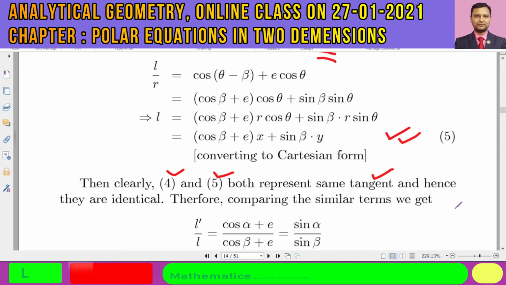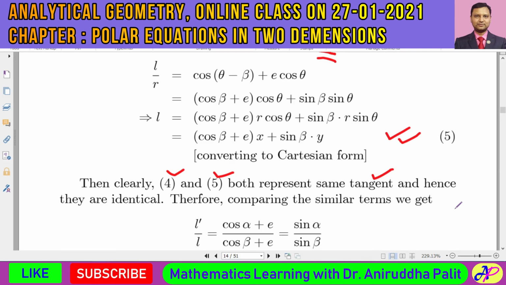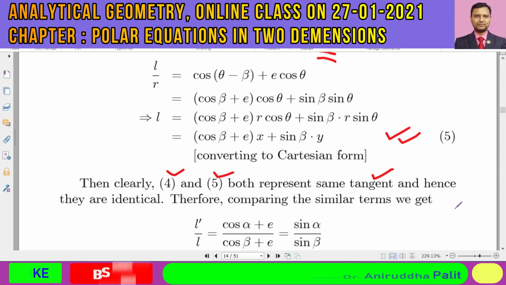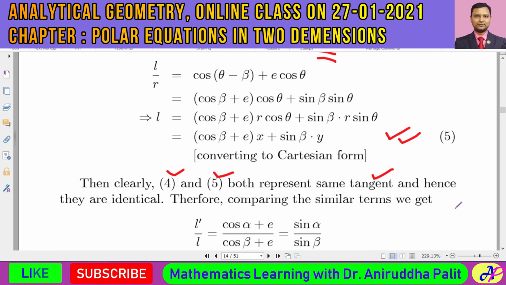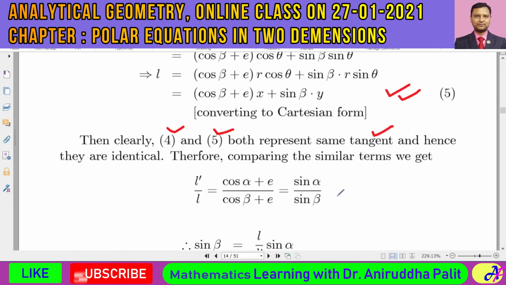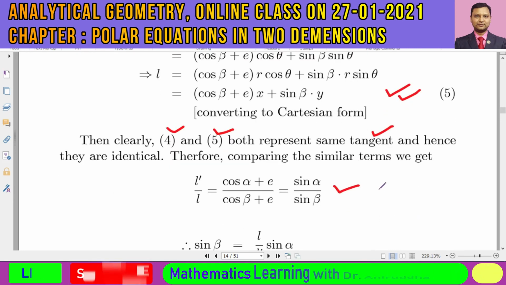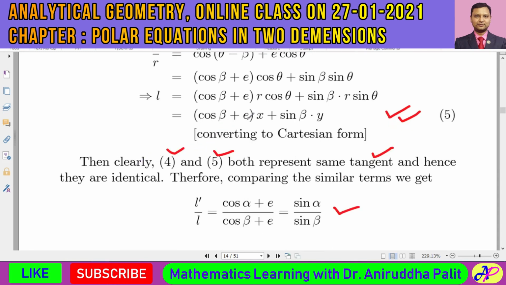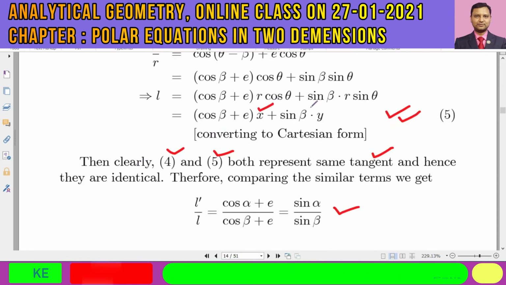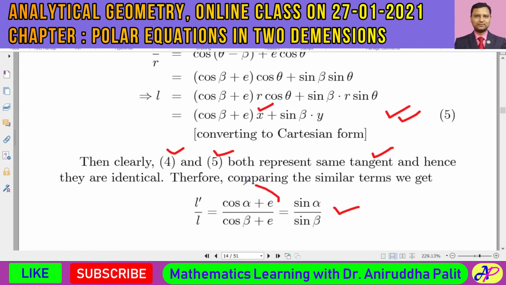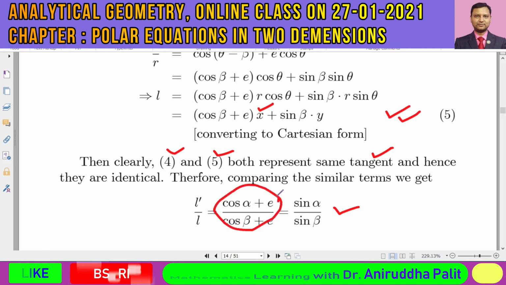So we can say that equations number 4 and 5 are identical to each other, and we can compare the similar terms. If we compare the similar terms, then we get this type of relation. Similar terms means the coefficient of x divided by the coefficient of x, and we will get this kind of ratio.